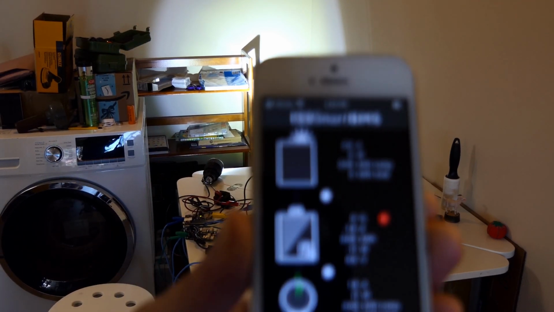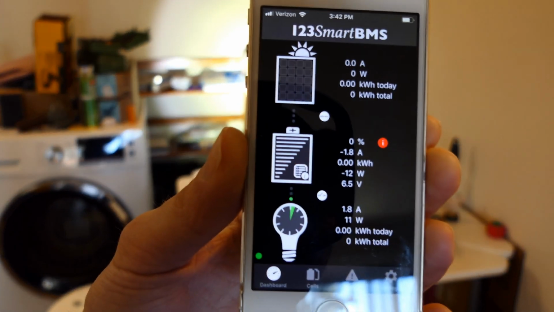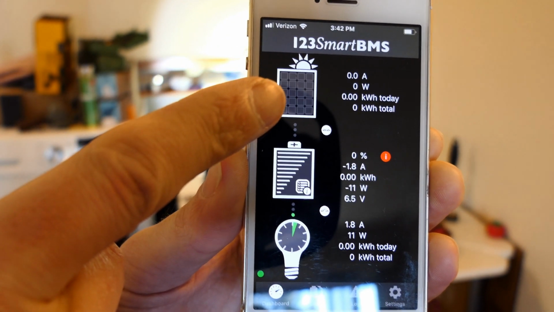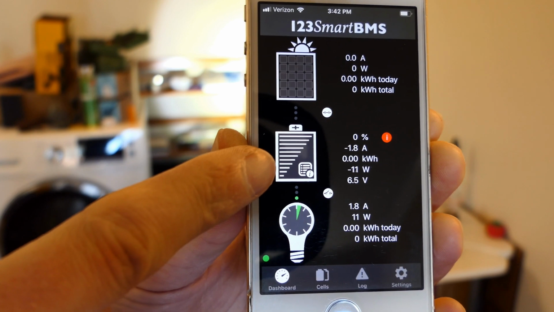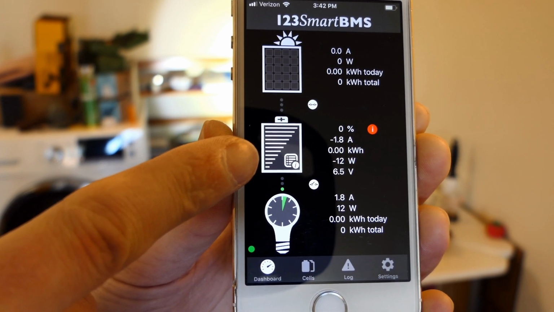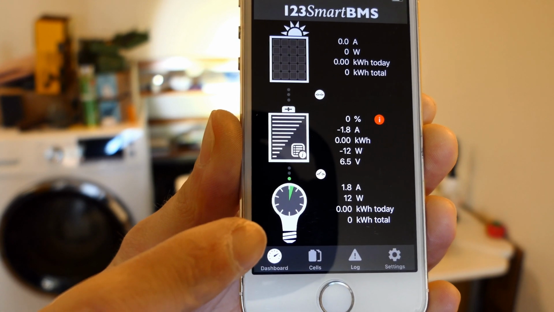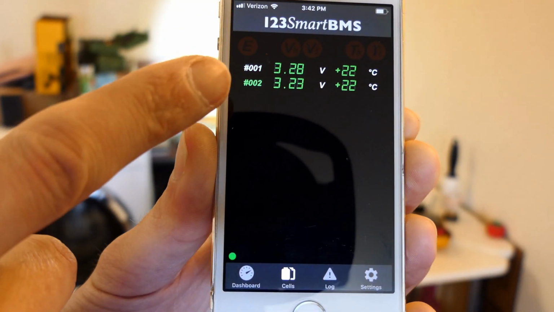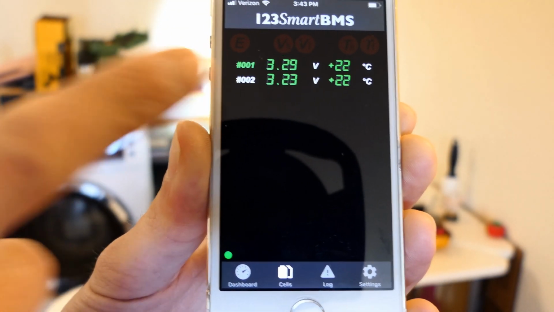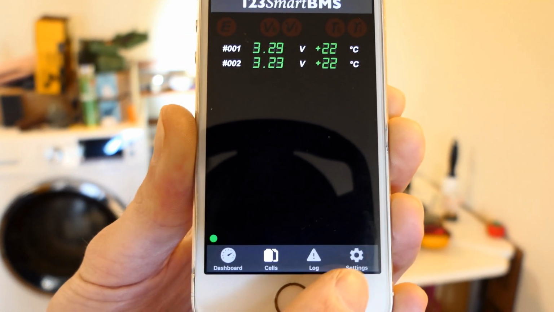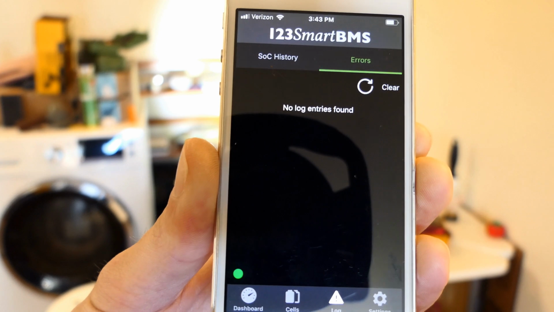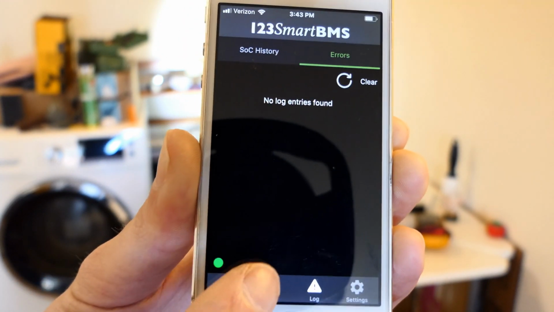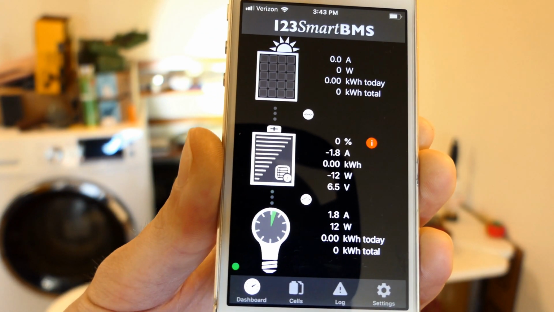Let me get you the close-up here on this. Get it focused. So at the top you have what your solar panel is putting into the battery cells, and here are the battery cell statistics. And then at the bottom is how much power is going out of the system. And if I go over to my cells, you can see I've got two battery cells. There's their voltages and their temperatures. And then you've also got a log. No log entries because I really haven't done anything yet. So anyway, it's a clever little system. I like it pretty well.